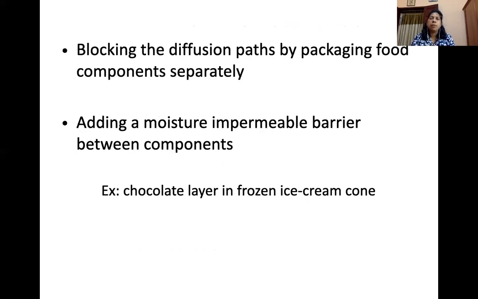Blocking the diffusion path by packaging foods, and that is a component of it. That is why we can block the diffusion path, as I mentioned earlier, by packaging a food. Then the biscuits are in a separate component. The other biscuits, different types of biscuits, are in a different situation, and the milk powder in a different, cheese in a different package.